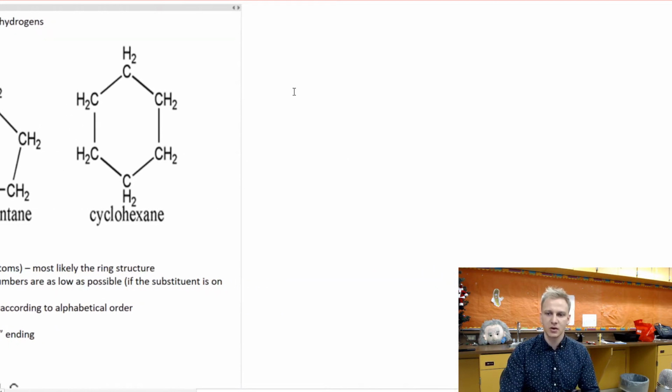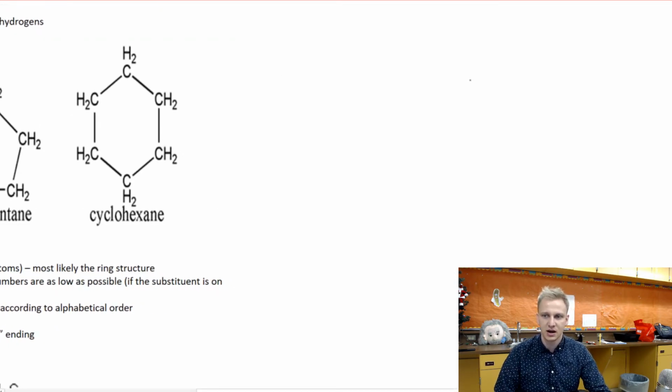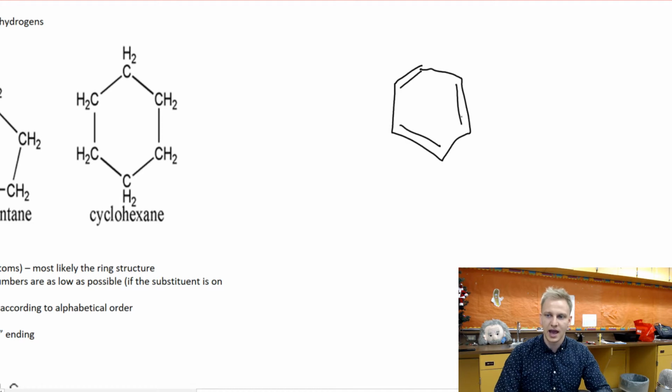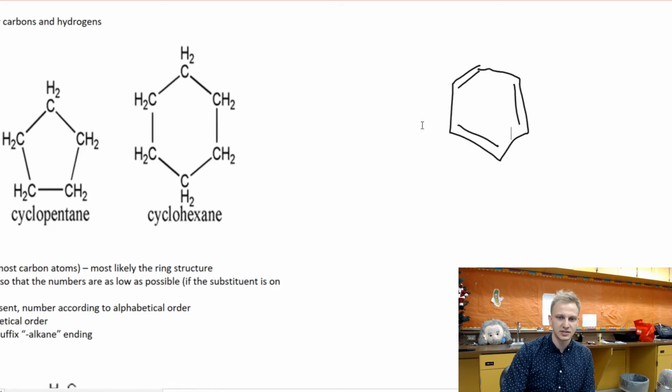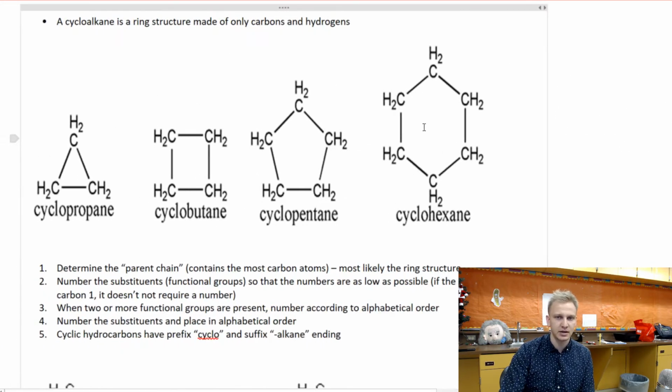Now, what's worth noting is there is a structure out there called a benzene ring. It's very, very common in living organisms. It looks like this, where we have a ring structure, a cyclohexane, but with double bonds at 3 separate locations. Those are very common in amino acids and in nature. We are not going to focus on those in this class because the naming of them gets a little bit more advanced.